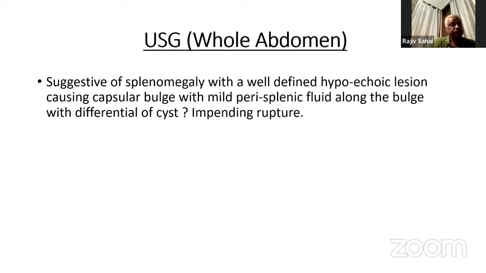Next. Now, sir, when the patient presented to us, she had an ultrasound whole abdomen done back at her village, which was suggestive of splenomegaly with a well-defined hypoechoic lesion causing capsular bulge with mild perisplenic fluid along the bulge, with a differential of cyst versus impending rupture.